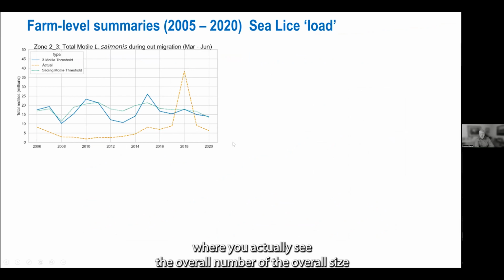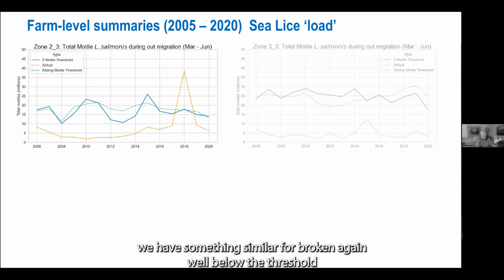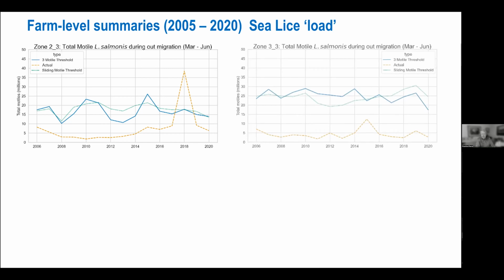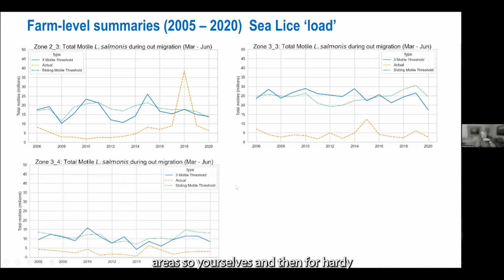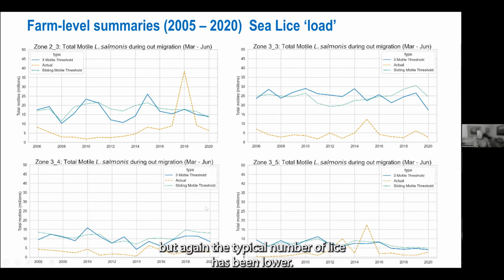And that's the only year where you actually see the overall sea lice load in Clayoquot exceeding the threshold you might set. Here we have something similar for Broughton, again well below the threshold that you might expect. Some of the smaller production areas, so yourselves and then Port Hardy, you get lower levels of threshold because you've got fewer fish. But again, the typical number of lice has been lower. Remember, we saw that 2013 and 2015 spike happening within Kitasoo.